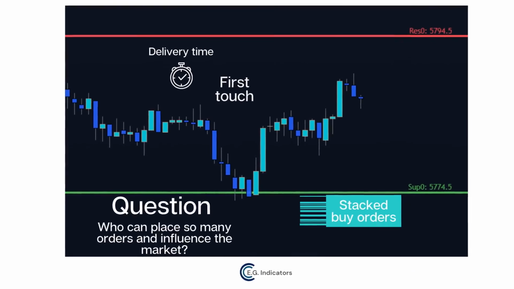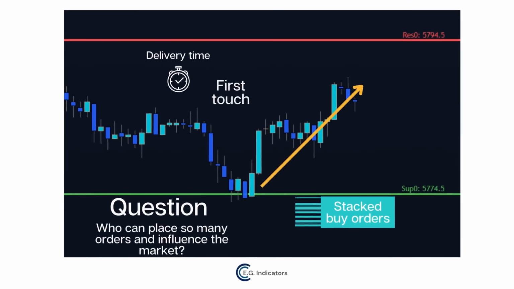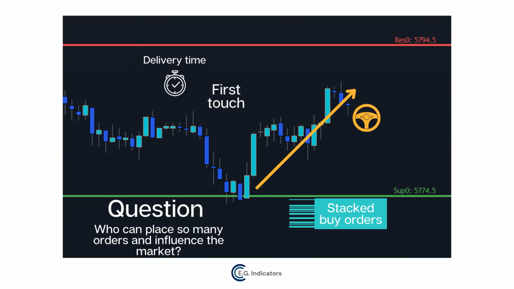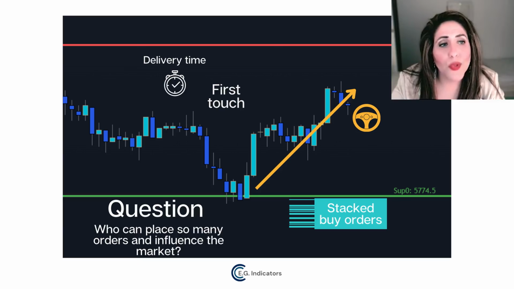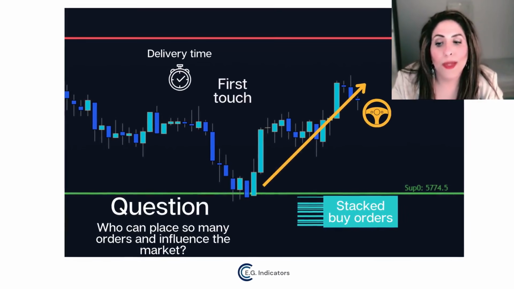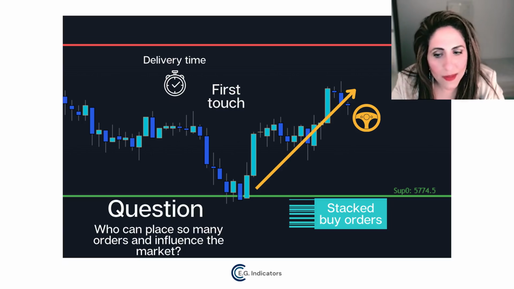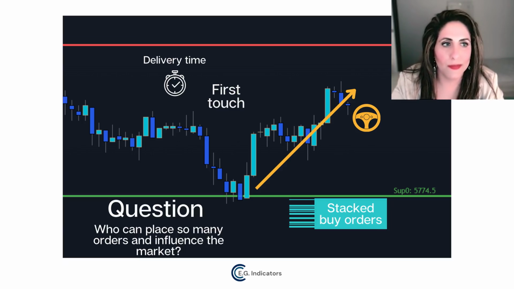Who can place so many orders and influence the market like this? Because you all agree with me, stacked buy orders do not influence the market. Only market orders move the market. But because there are many stacked orders and the market must go somewhere, it reverses. So who can place so many orders and indirectly influence the market like this?